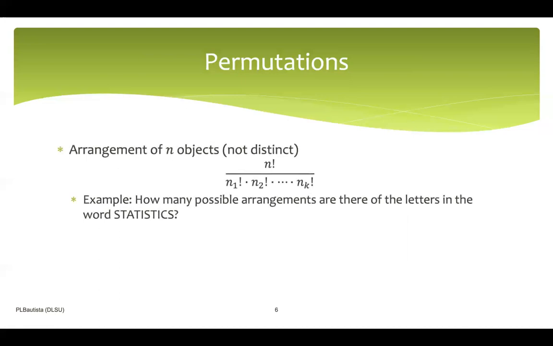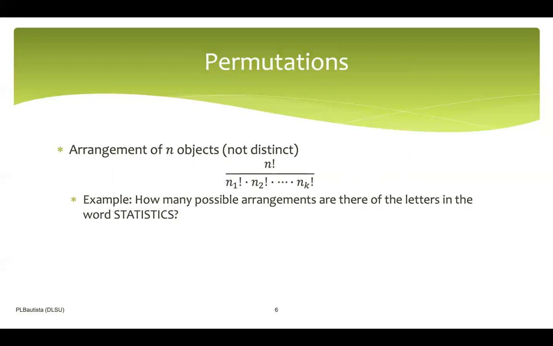Lastly, the last type of permutation is the permutation where the n objects are not distinct. As an example, how many possible arrangements are there of the letters in the word statistics? Notice, for example, that you have 3 S's in this word. So if you interchange the position of, let's say, the first S and the last S, then you're actually seeing the same word. So this is the problem when your objects are not distinct.